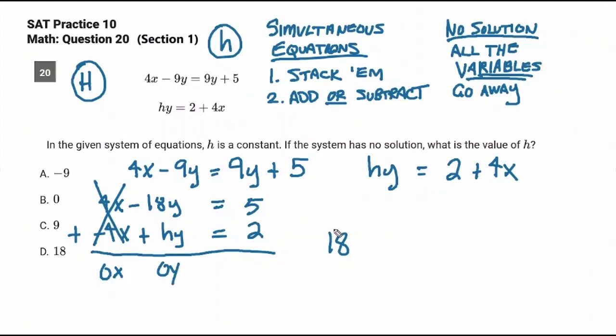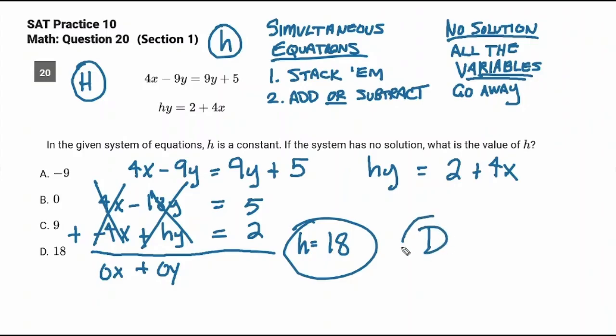So I want h to be 18. If I do that, my y's go away, and I've got no x's and I've got no y's, so I've got no solution. So h is 18, and it's D. Get it right in a few steps and move on.